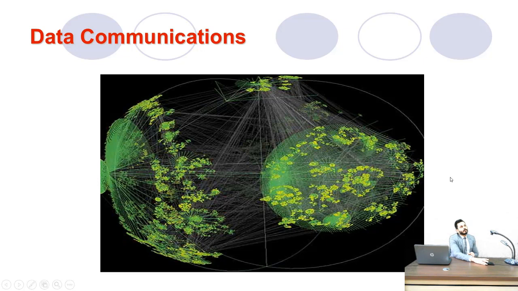This figure is huge, but this figure will explain to you how data communication is all around the world. When you see the word now, and all these rings and all these nodes, you will understand how the networks cover the whole world.